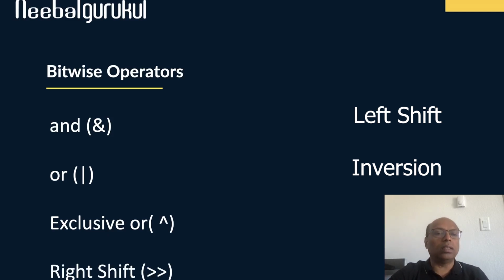In these six operators, the last one is unary. It requires only a single operand. The remaining all require two operands. Now, why are they called bitwise operators? Because they are going to manipulate the bits of the variable.